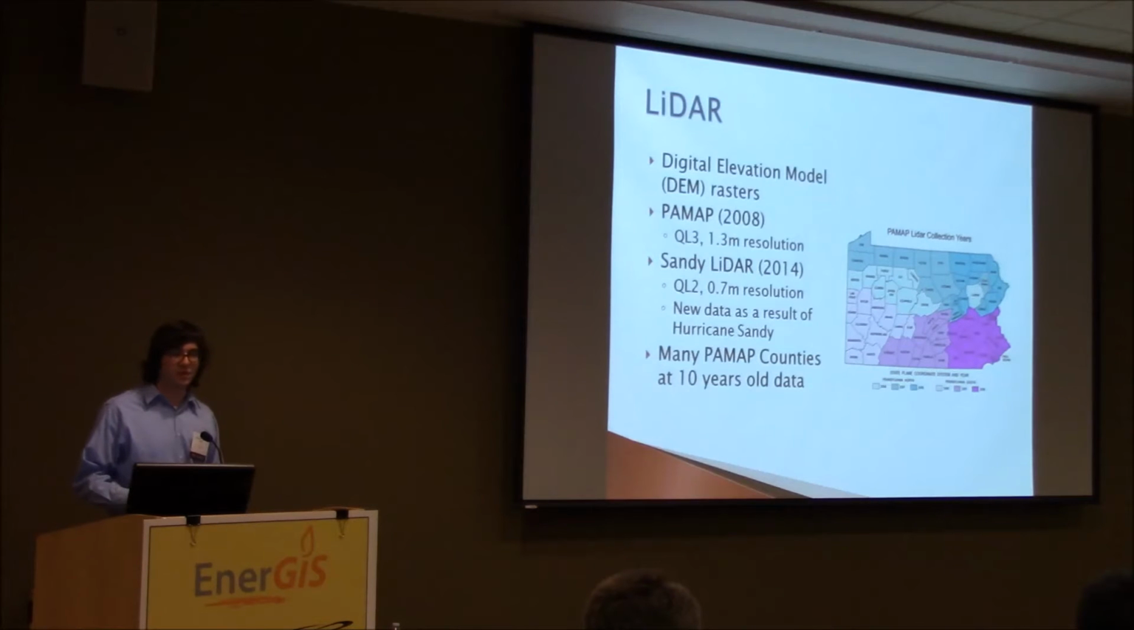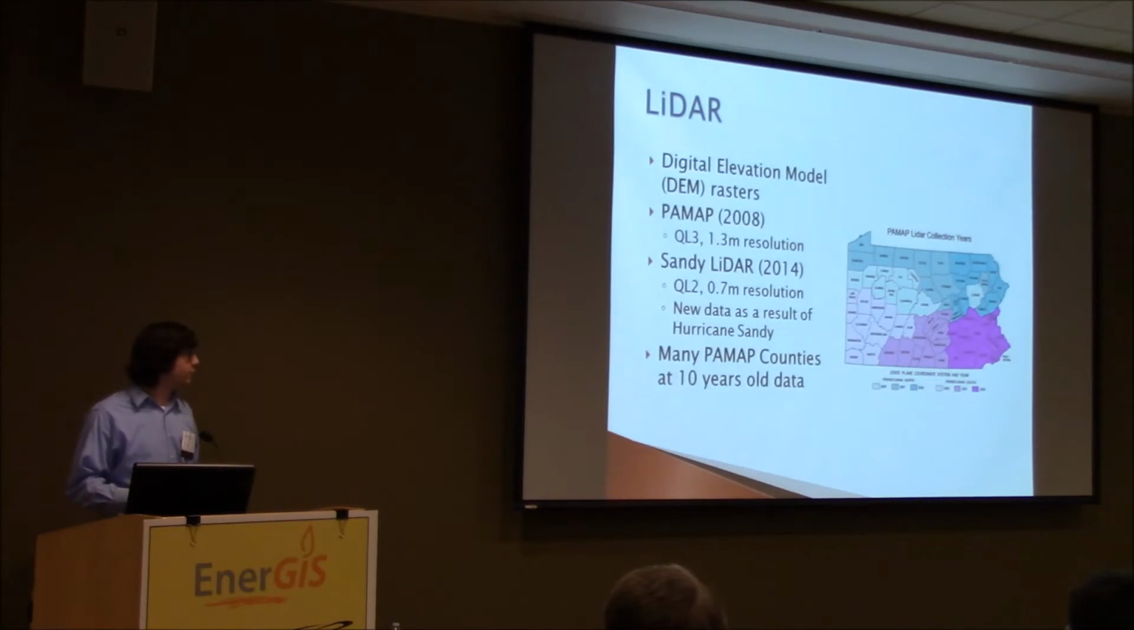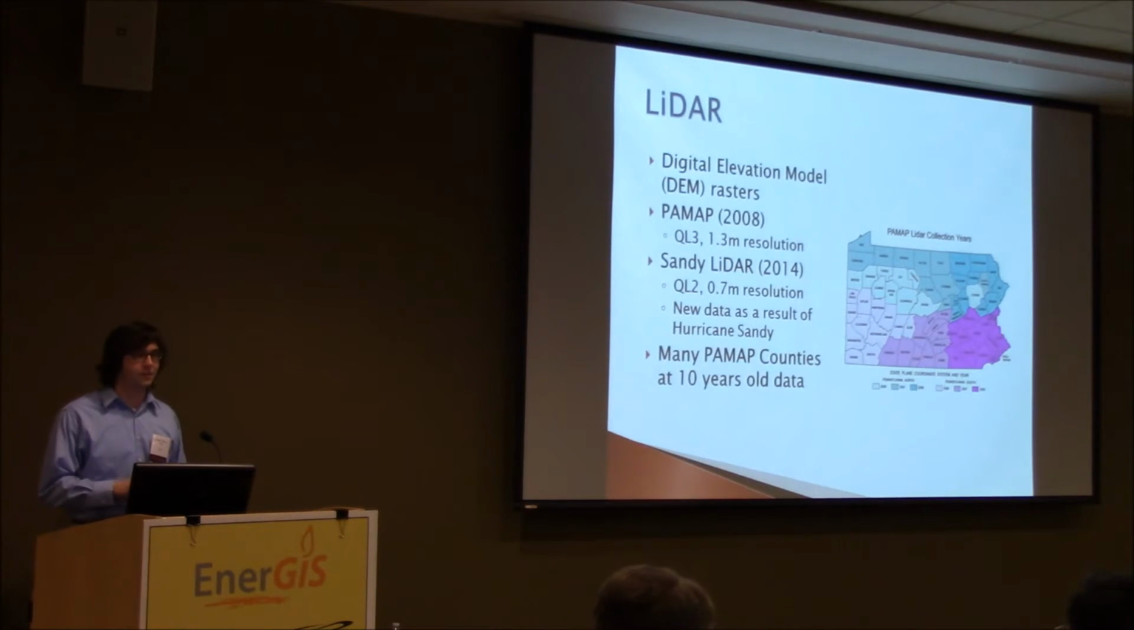So PA Map is a QL3, quality level 3, based on USGS. It's a 1.3 meter resolution. And the Sandy LiDAR, which was taken for Lancaster County, was a quality level 2 at 0.7 meter resolution. Unfortunately, because of the PA Map system, we wanted to compare the two, because a lot of the counties now in Pennsylvania have PA Map data for DEMs that is almost 10 years old, which, in technological terms, is kind of obsolete at this point. But we did use that for comparisons.